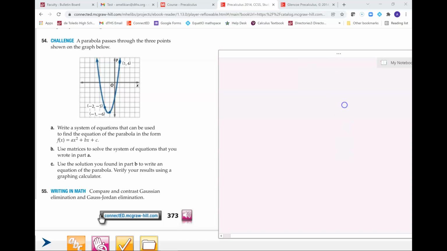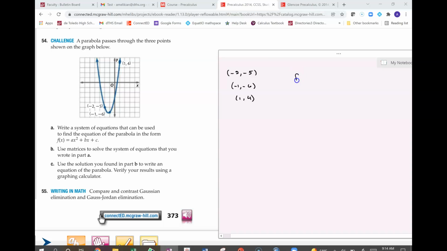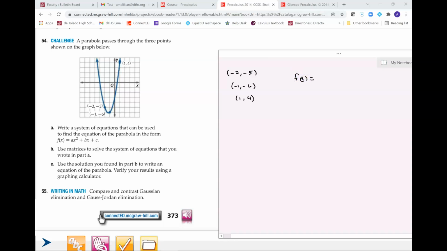Okay, so what you're given are 3 points on this parabola. The points in no specific order are (-2, -5), (-1, -6), (1, 4). The order doesn't matter in how to solve this problem. And I want everybody to write this down, especially if you weren't able to do this problem, right? So my equation for the parabola is f of x is equal to ax squared plus bx plus c.